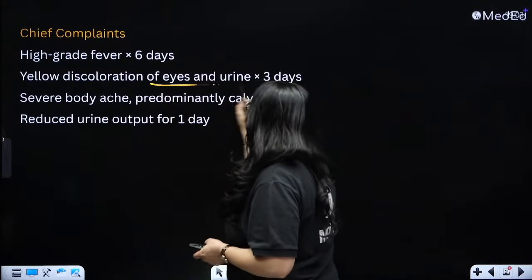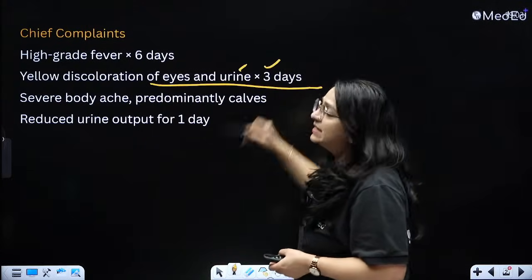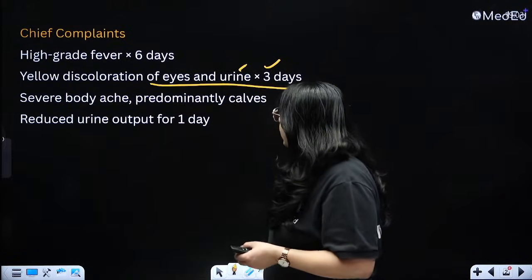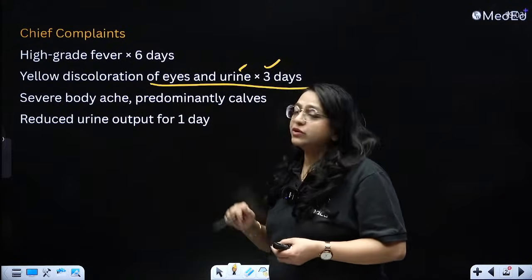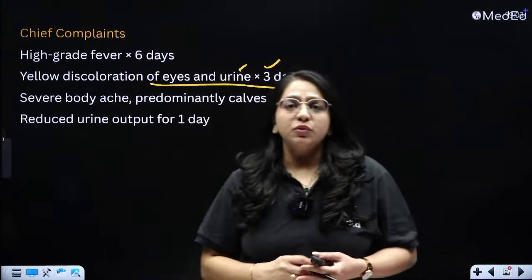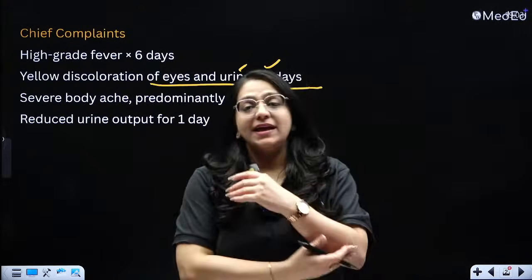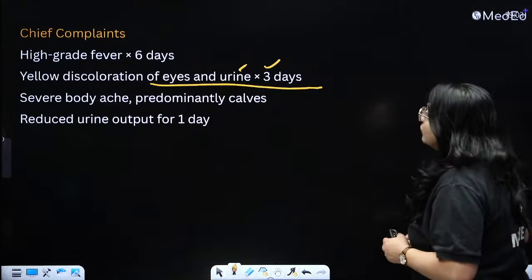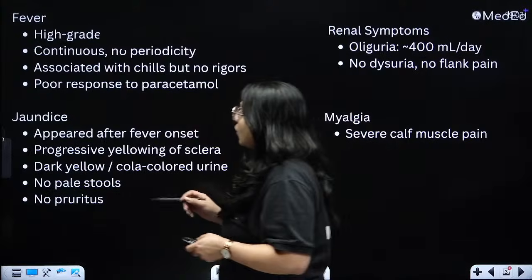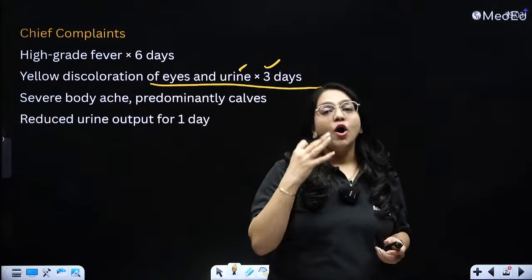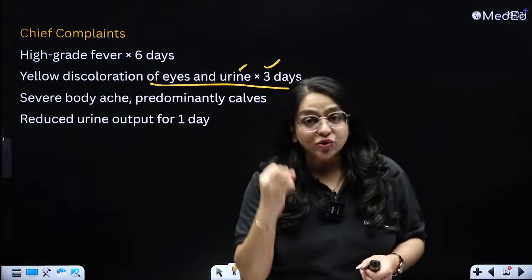There is yellow discoloration of the eyes and urine since 3 days, and this is what the patient is going to tell you, right? And severe body ache, predominantly in the calves, and reduced urine output for 1 day. He says that he's not been passing lots of urine, there is discoloration, the body has turned yellow, and he's having high grade fever. Right now, it is upon you to elicit the detailed history of all of these features that the patient has told you.